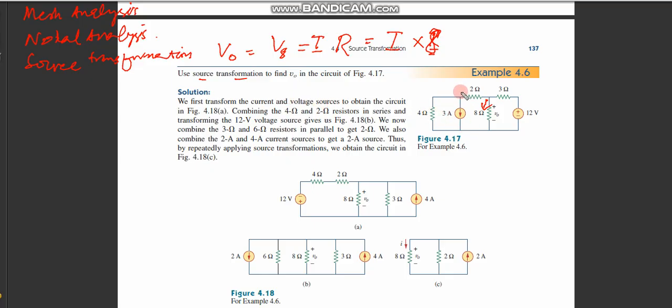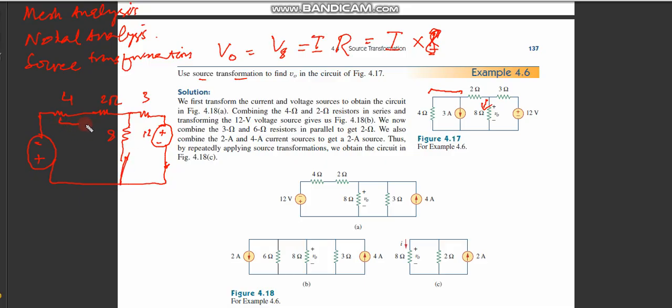For that, if you see these two branches, they are in parallel: one is a current source, the other is the parallel resistance. I can convert this into a voltage source with plus and minus signs, then connect it with 4 ohms. Then I have the 2 ohm resistance, then the 8 ohm resistance, then the 3 ohm resistance, and then a plus minus source, whose value is 12. Then I can connect all of these together over here.